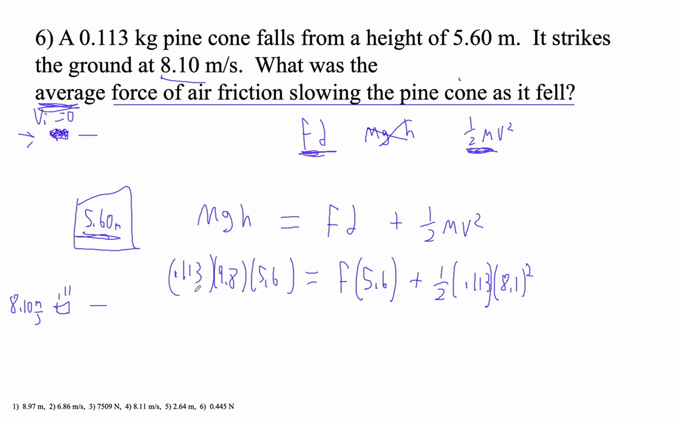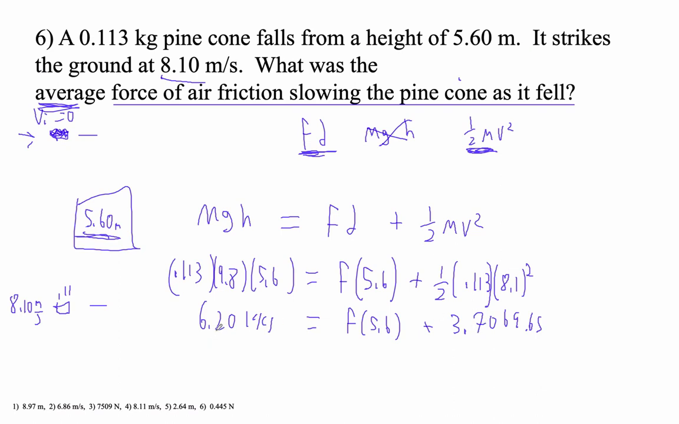So let's figure out this term, 0.113 times 9.8 times 5.6. This is 6.20144. Is force times 5.6 plus. And then let's figure out this thing. So 0.5 times 0.113 times 8.1 squared. That's 3.706965. Okay, now if you see, this is how much energy it has, this is how much kinetic energy it's got.